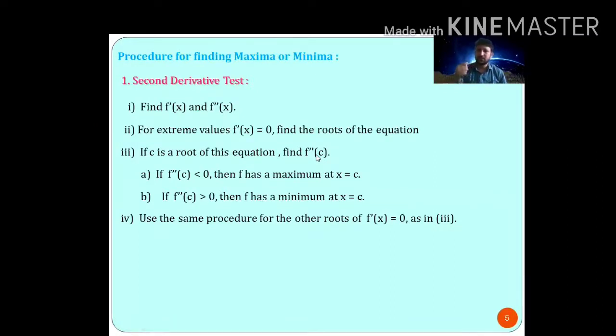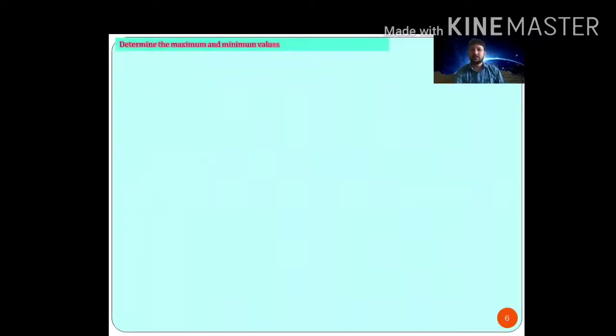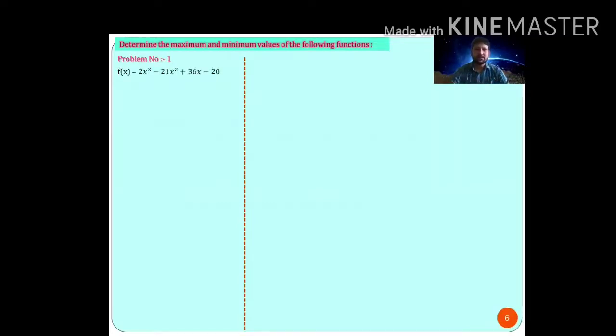Let us continue with numericals. Example: the question asked here is, determine the maximum and minimum value of the following functions. Problem first: function f(x) given here is 2x cubed minus 21x squared plus 36x minus 20. To determine the maximum or minimum values of f(x).